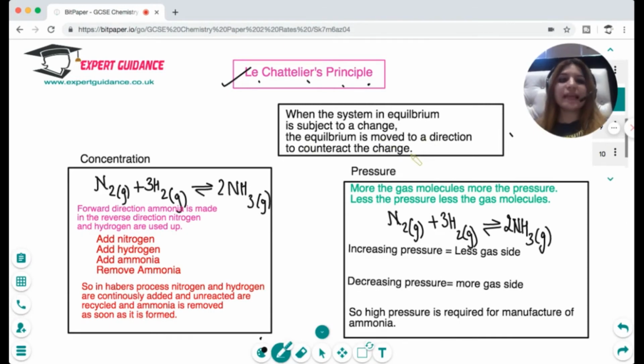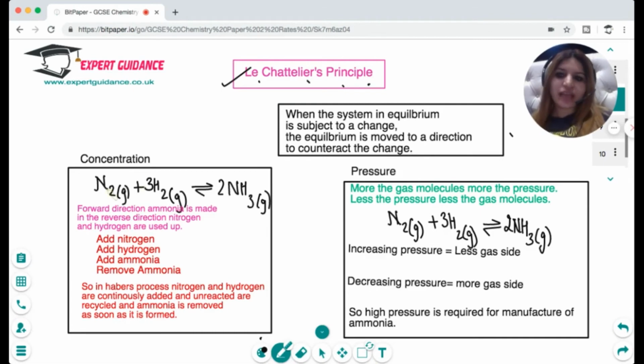Now, what does that mean? For example, you're doing a reaction and you are deliberately increasing any concentration. So the reaction will move into that direction where that particular concentration that you have increased can be decreased. Got it? Confusing. Okay, let's take an example.